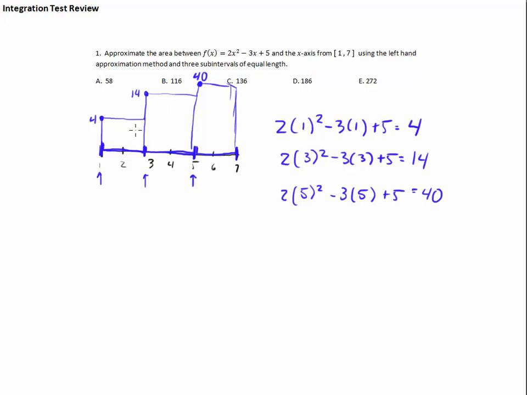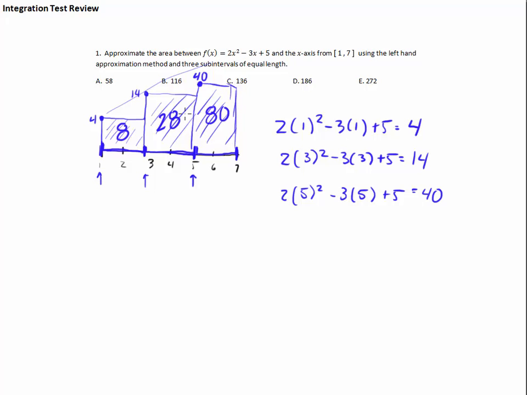Okay, so my graph looks more of a U shape. That's okay. I want to figure out what the area is under this curve. So I need to figure out the area of each of these rectangles. To find the area of a rectangle, you take the height times the width. So this is a distance of 2 times 4 is 8. This rectangle right here is 8 units in area. This is 2 by 14, so that's 28 units. And this is 2 by 40, so that's 80 units.